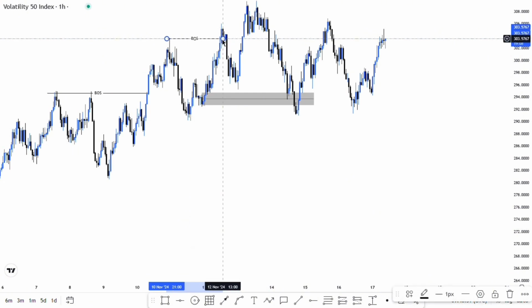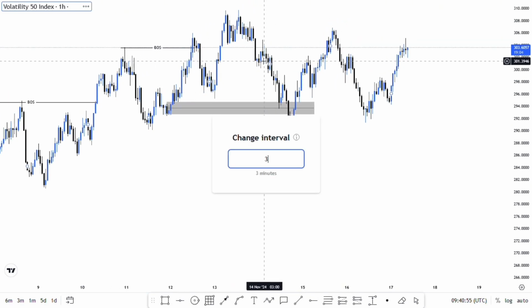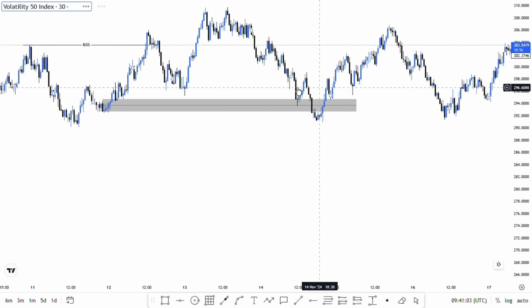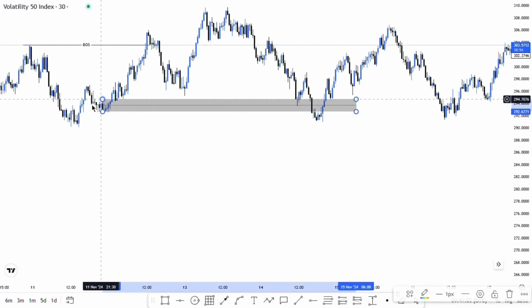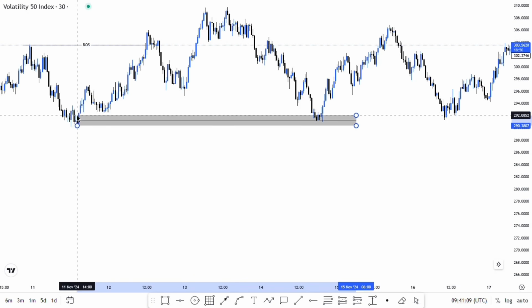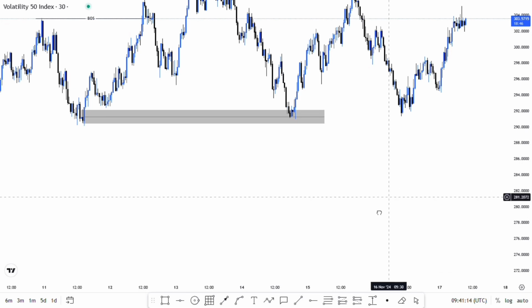I'm going to be giving you a brief. After moving there, I moved down to the 30 minutes time frame to refine the order block. As you can see on the 30 minutes time frame, we have this order block right there, which has not yet been mitigated.